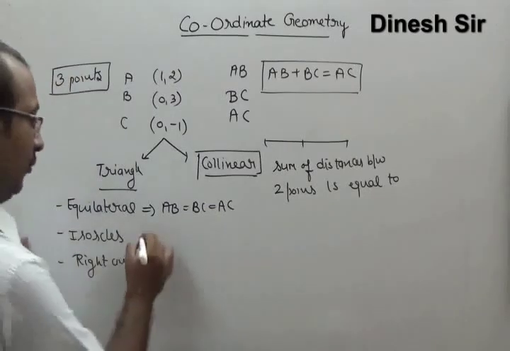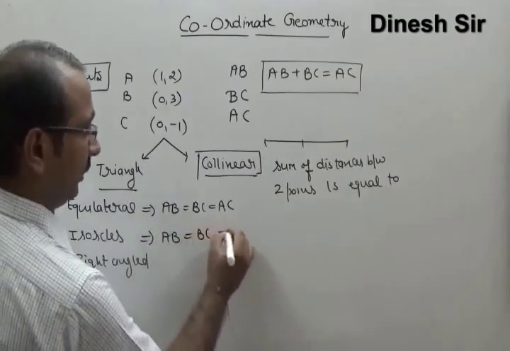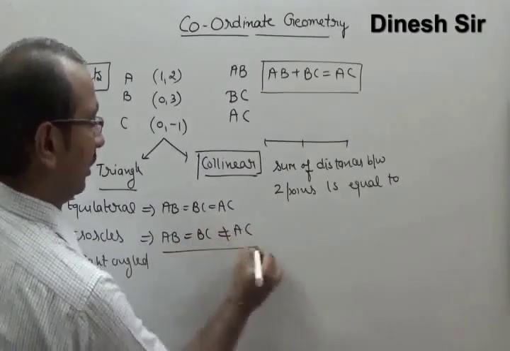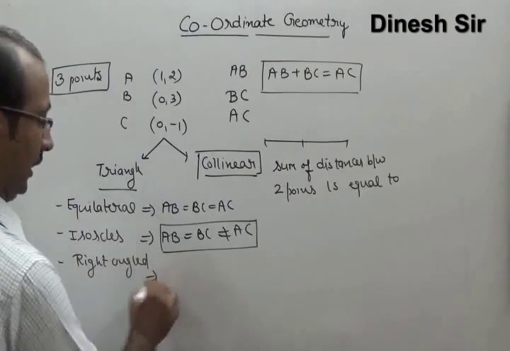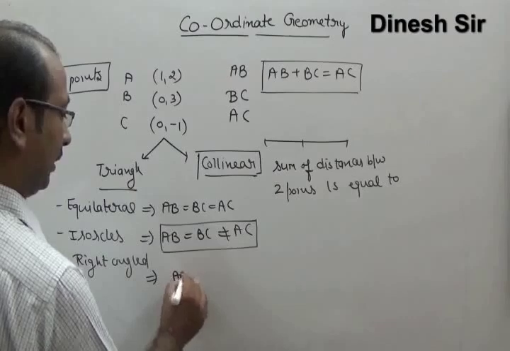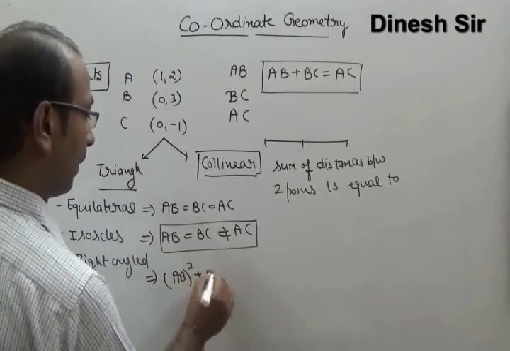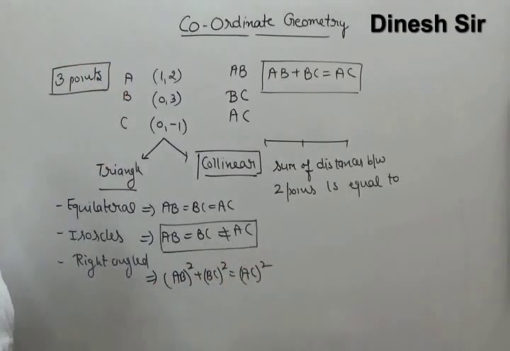Second is isosceles, where 2 sides are equal and the third side is unequal. Suppose AB is equal to BC, and this is not equal to AC, so we may say the triangle is an isosceles triangle. Similarly, if you have to show the given triangle is a right angle triangle, it is so only when we can apply Pythagoras: the sum of the squares of 2 sides, AB square plus BC square, is equal to AC square. In that case we can say the triangle formed by these 3 points is a right angle triangle.